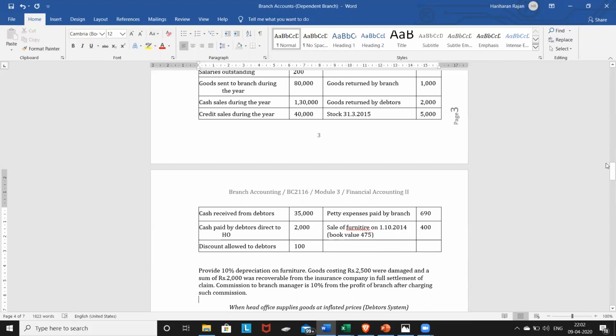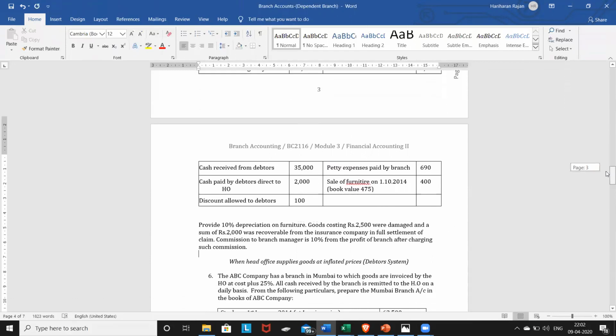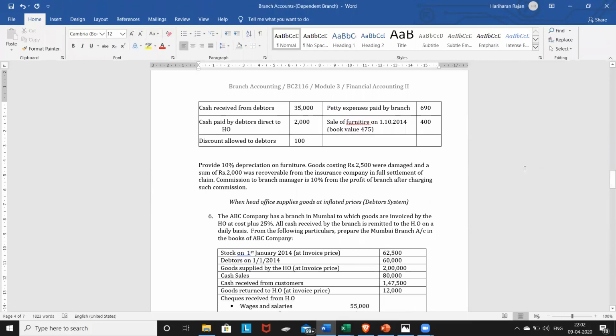So let us look into the additional information. There is no closing balance of debtors given. So we have to identify that. Provide 10% depreciation on furniture. Goods costing 2,500 were damaged and a sum of 2,000 was recovered from the insurance company in full settlement of claim.